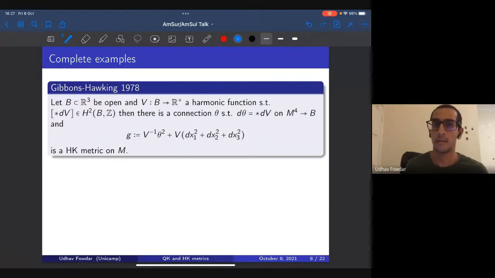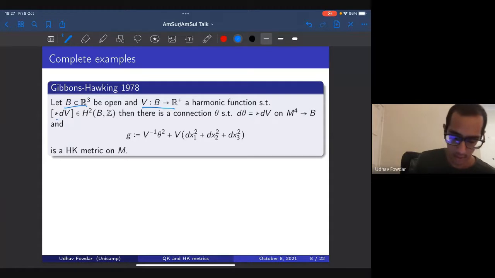If you want to produce quaternion-Kähler metrics in dimension 8, you have to start with a hyperKähler manifold of dimension 4. And there's a very neat way of producing hyperKähler manifolds in dimension 4, namely using the Gibbons-Hawking ansatz. What the Gibbons-Hawking ansatz says is that if you start with an open set in R3 with the flat Euclidean metric and you pick a positive harmonic function on this open set, then this two-form here is going to be a closed form. If you assume that it defines an integral cohomology class, then this classifies an S1 bundle over this open set in R3. And on this S1 bundle, you can define by the following expression here a hyperKähler metric.